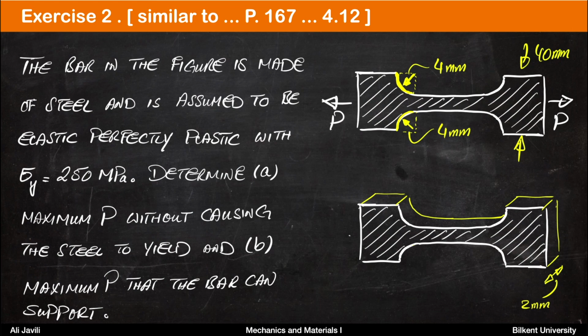Exercise 2 of this lecture is similar to problem 412 on page 167. The bar in the figure is made of steel and is assumed to be elastic, perfectly plastic, with yield stress of 250 megapascal. Determine A, maximum P without causing the steel to yield, and B, maximum P that the bar can support.